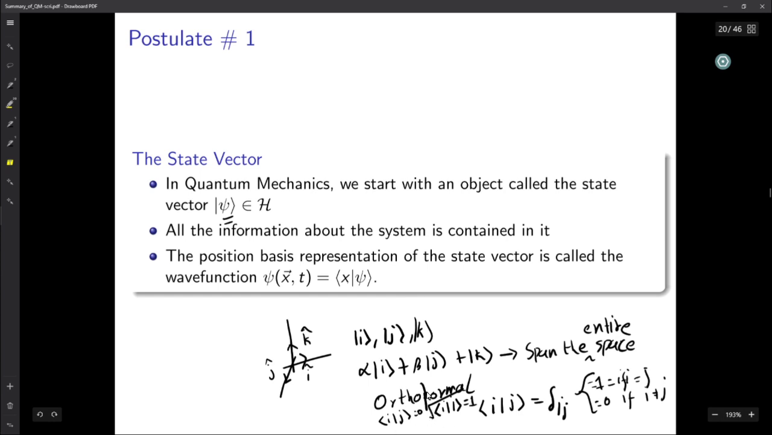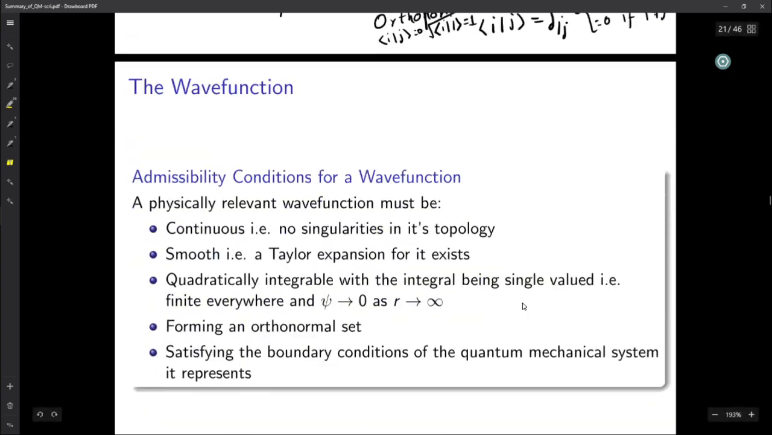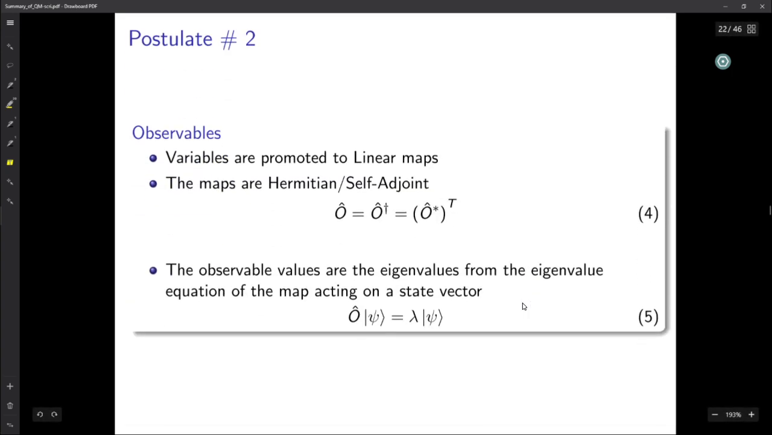You needn't have them orthonormalized. In some cases, they are by nature orthonormalized. But in a few cases, you may not have these orthonormalized vectors. So you have to do something called the Gram-Schmidt procedure, which is an algorithm to construct orthonormal bases out of just arbitrary basis vectors. I'm just not going to spell Schmidt because I have no idea how it's spelled. So this connects very deeply with the second postulate, which I'll talk about in a moment.